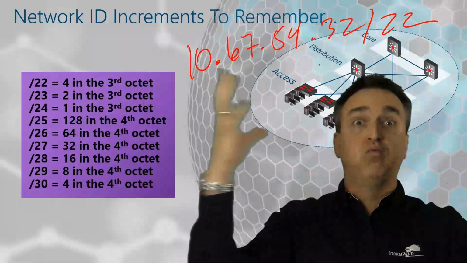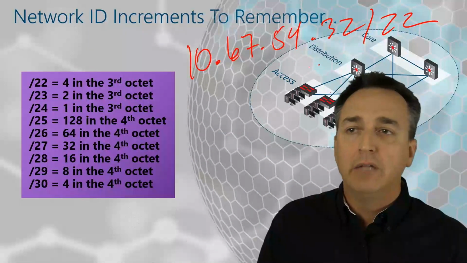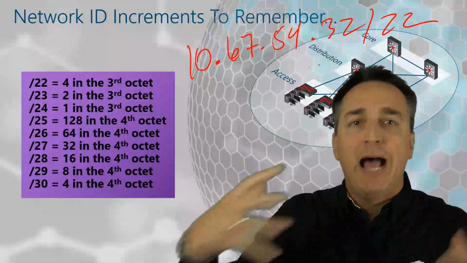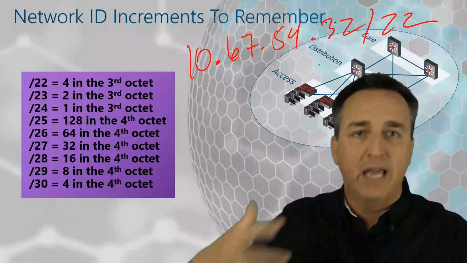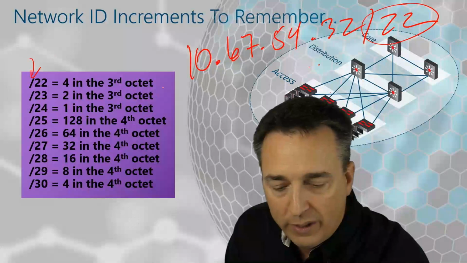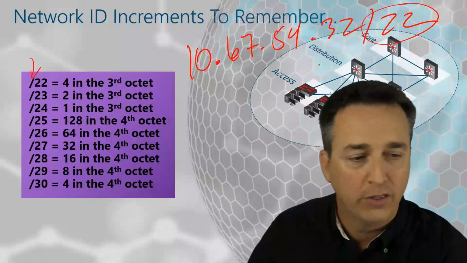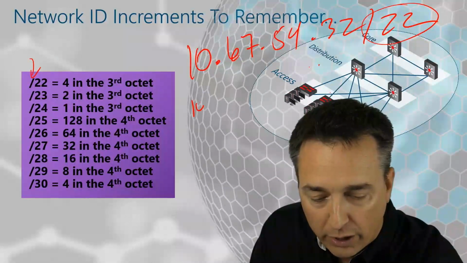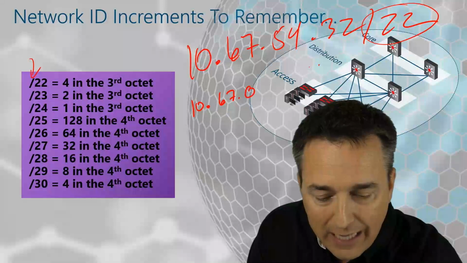They have other questions, like about addressing. Is this right? Is this wrong? Does this make sense? Well, what do you easily do? We got /22. 22 says 4 in the third. So you count by 4 in the third. Your first subnet is 67.0.0.